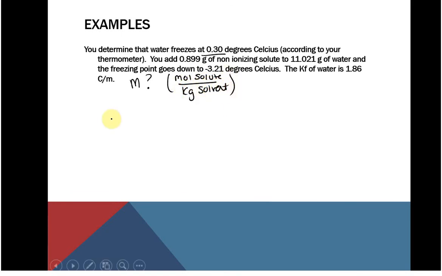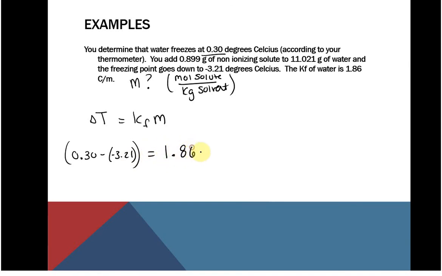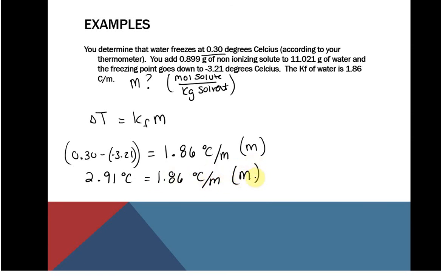Now our equation here is delta T is equal to Kf times m. So we've got our delta T. We know that originally it was 0.30, and it went down to negative 3.21 degrees Celsius. Our Kf is 1.86 degrees Celsius per molal, and we don't know our molality yet. So at this point, we can go ahead and plug in and solve. So 0.3 minus 3.21, or minus the negative there, is 2.91 degrees Celsius equals 1.86 degrees Celsius per molal, times molality. So we can divide both sides by that 1.86.